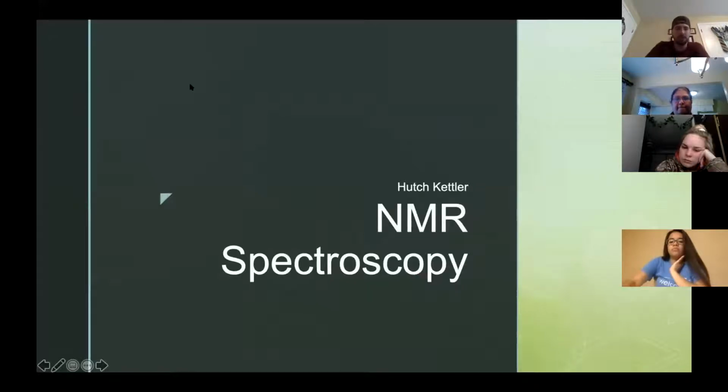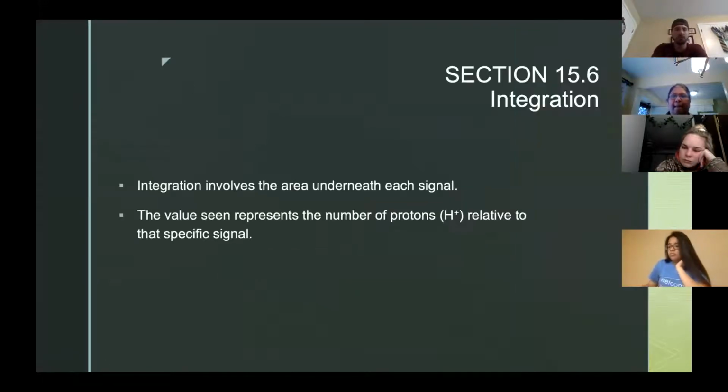So just a kind of background from what I did before. Integration is the area underneath the signal, and the values that are given for the integration are the relative number of protons for that specific proton. So let's say we have a methyl group, and that'll show a signal on the spectrum. Based on the magnitude of that peak, it'll show that that's directly relative to the number of protons on that methyl group.